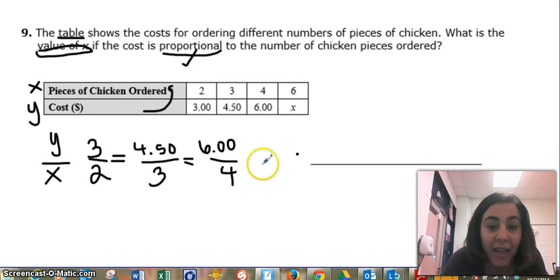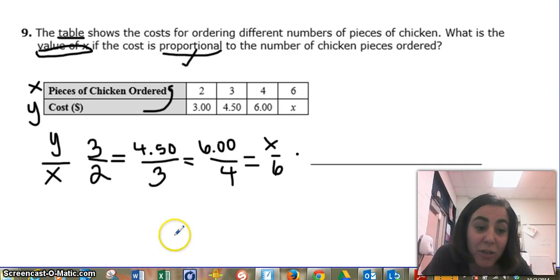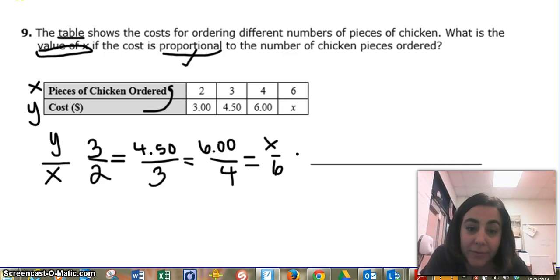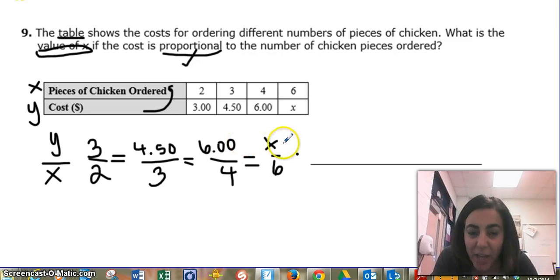At this point, you can stop and think of a process. How do you want to find the final piece? It is X dollars for 6 pieces of chicken. And there are numerous ways to solve this problem. So I'm going to ask that you stop and think for just a minute, pause the video, and then turn it back on.